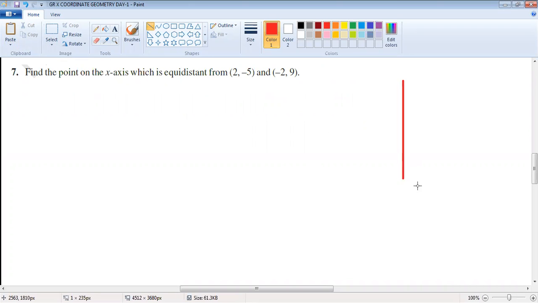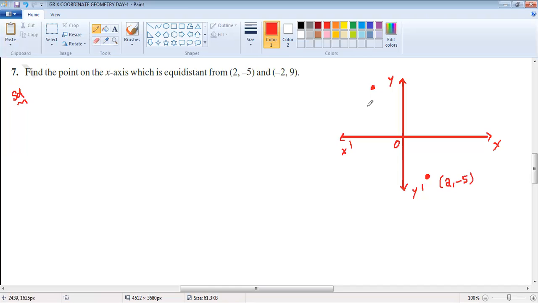Now see the question. You just follow me and check whether you have done it correctly or not. Here I am taking the XY axis, so this is X, Y, X dash, Y dash. Now he is telling to find the point on the X axis. Let us take the points (2, -5), which might be here, and (-2, 9), which might be here.